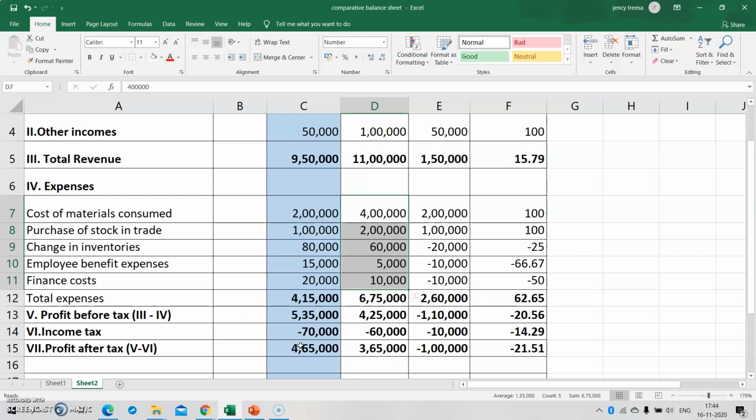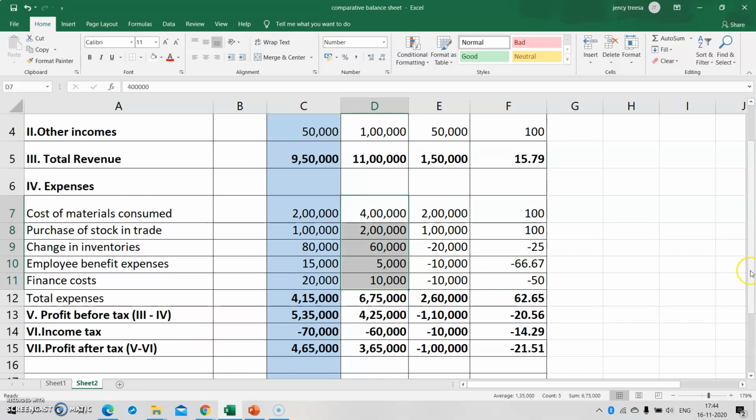That is 70,000 and 60,000. Okay, that you will have to deduct from this. So 70,000 and 60,000. That is a decrease of 10,000, and you will have to find out the profit after tax, which is 5 minus 6. That is profit before tax minus income tax will give you profit after tax.